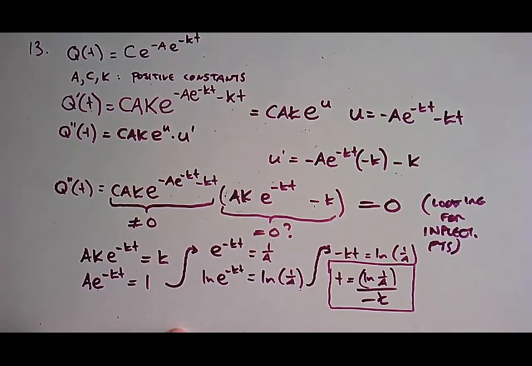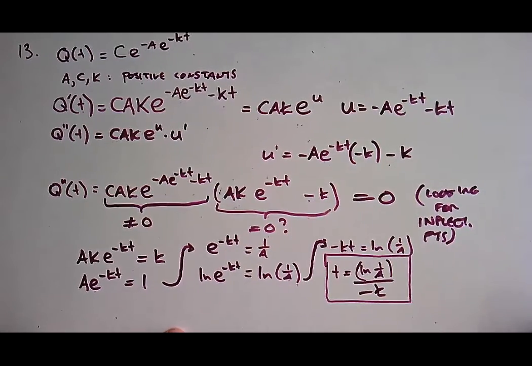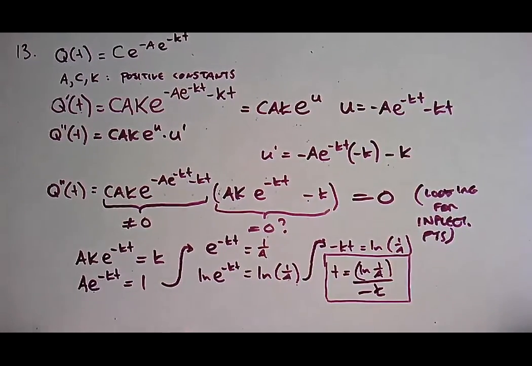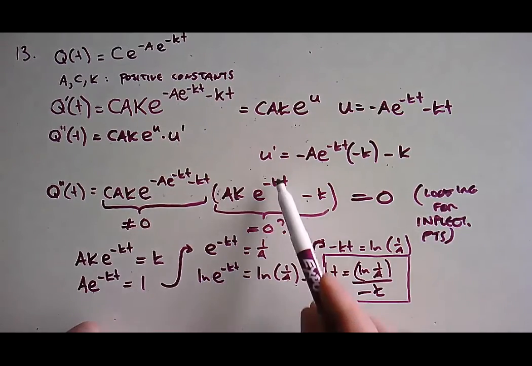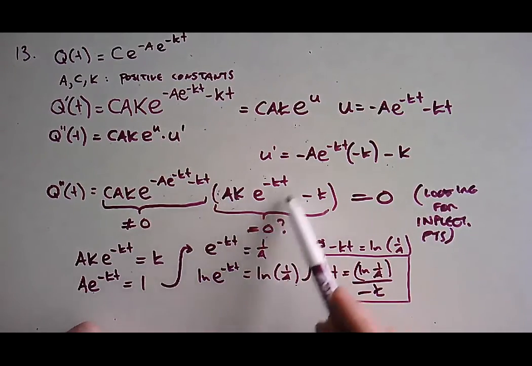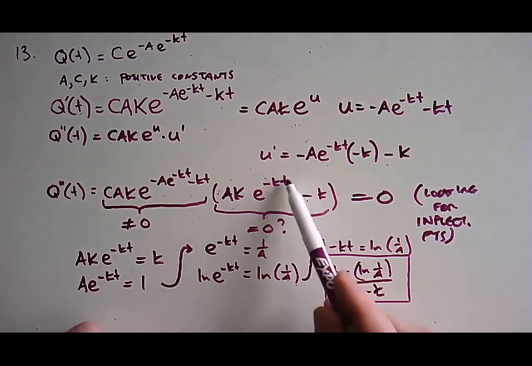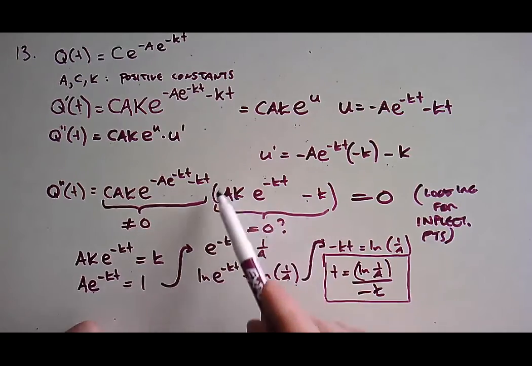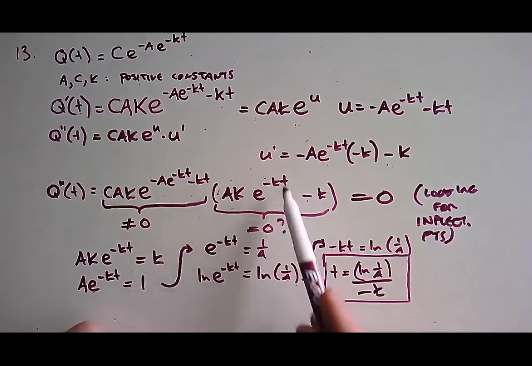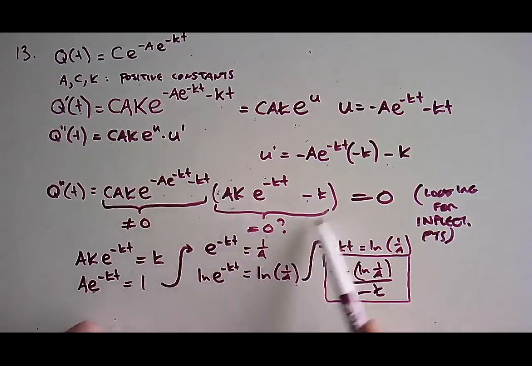And if we want to call it an inflection point, we actually have to show that it changes concavity from one side to the other. That should not be bad for us to do. Taking a look at what happens to our expression here, if we increase t by a small amount, then this expression will become smaller, right? It's an exponential decay curve. So if we increase t by a little bit, this will become smaller. As a result, this ak e to the negative kt will be a little bit less than k. And so when we subtract, we'll get a negative number.